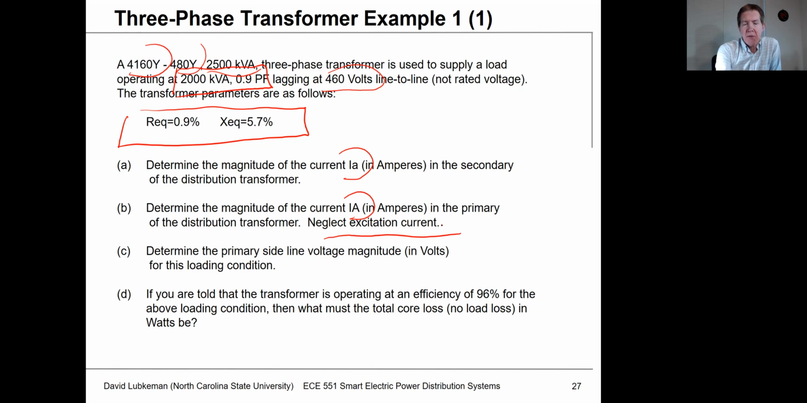And then I'm going to figure out how much primary side voltage I need in order to get 460 volts at the load. And then if you're told that the efficiency is 96%, which we've seen before is not a very good value anymore, but on old transformers, this is what we probably have, what would be the total core loss?